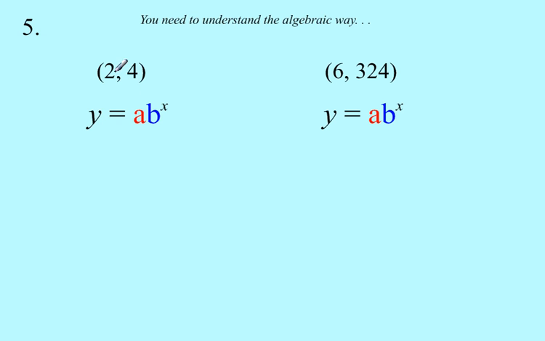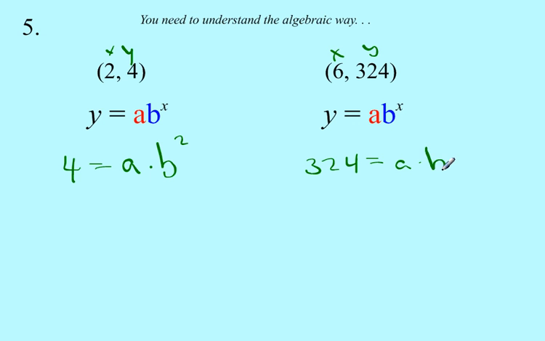Here we are. We have 2 points, and we know they both work. They both solve this exponential equation. So let's plug them in and see what happens. 4 equals a times b to the power of 2. Like this is x and y. This is x and y. This one over here too. 324 equals a times b to the power of 6.